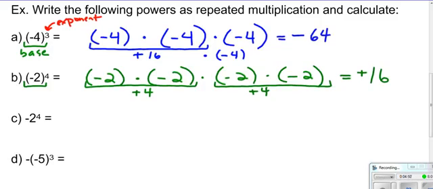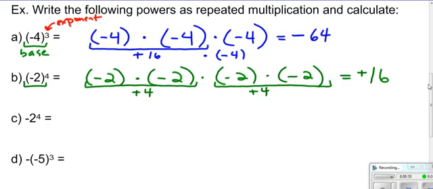So in that first instance, we had a negative base that ended up with a negative solution, or a negative value. And then in B, we had a negative base inside brackets. However, we ended up with a negative base inside our brackets and ended up with a positive solution.